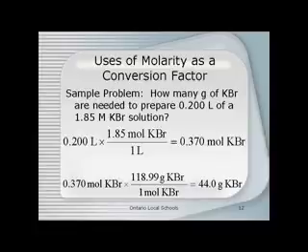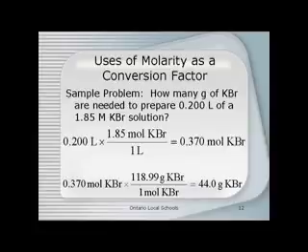So here we're given a volume and a concentration, 0.2 liters and 1.85 moles per liter KBr, and we want to get to moles of KBr. Eventually we're going to need to get to grams, but we can't get there directly. We have to go through the mole as a unit. So the first conversion is to take my 0.2 liters, my volume in liters, times the concentration in moles per liter of 1.85 moles of KBr per 1 liter. When we do that, our liters cancel, and we're left with 0.370 moles of KBr.